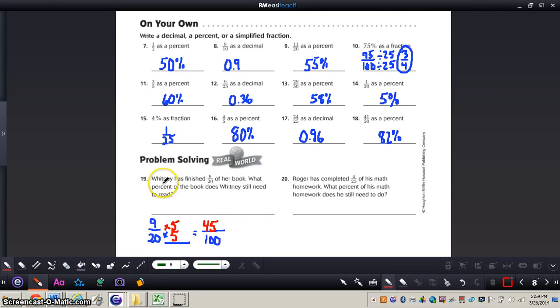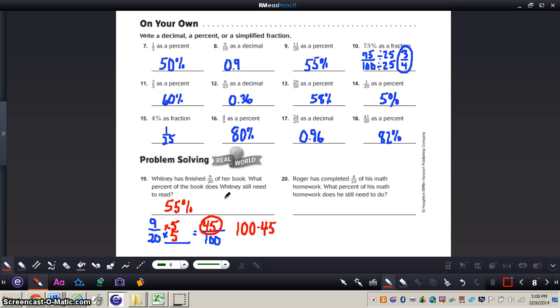Okay, so we know that Whitney has finished actually 45% of her book, and what we need to figure out is what percent of the book Whitney still needs to read. What we will do is take that 45% and take it away from 100. Okay, 100 minus 45 is 55%, so 55% of the book Whitney still needs to read.